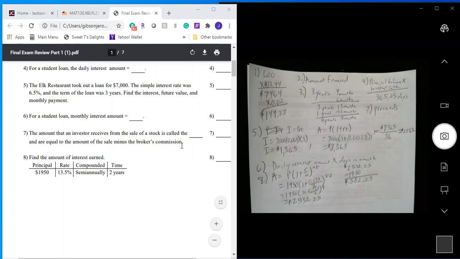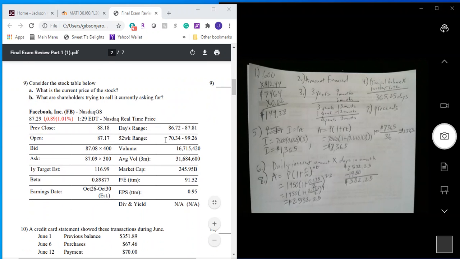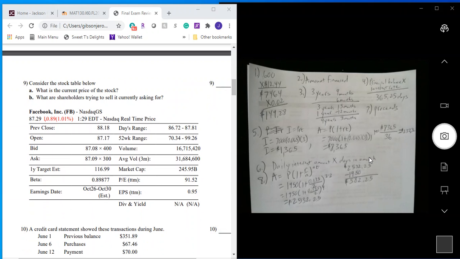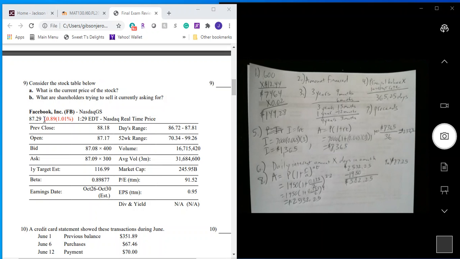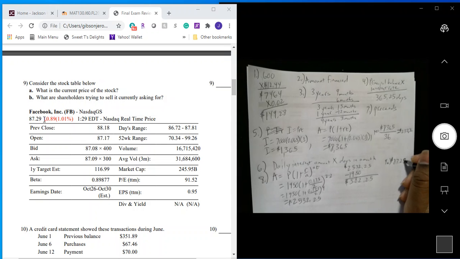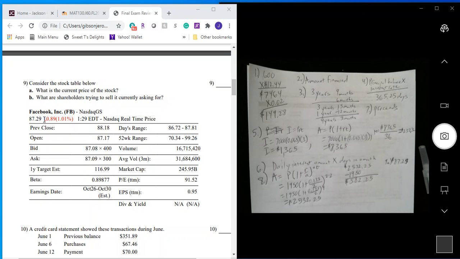Okay, now, so we move on to page 2. So we go here to number 9. It says, consider the stock table below. What is the current price of the stock? Okay, if we look here, the current price is $87.29. So this would be 9A, $87.29. That would be the current price of the stock.